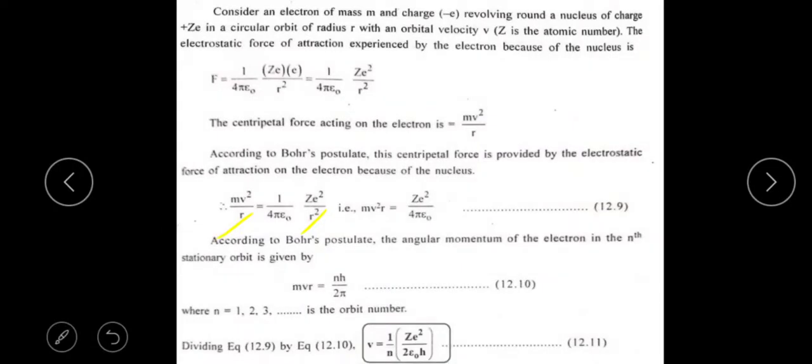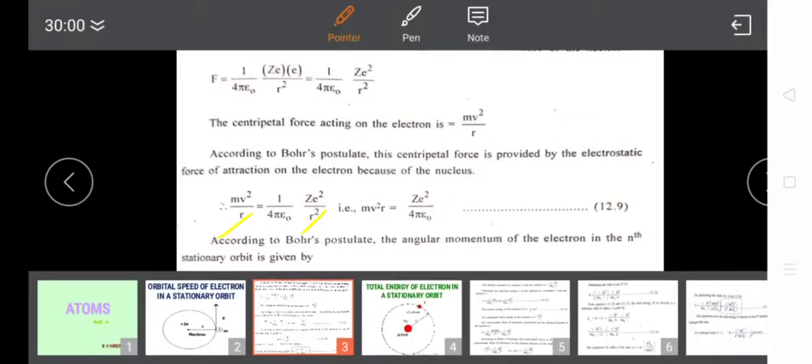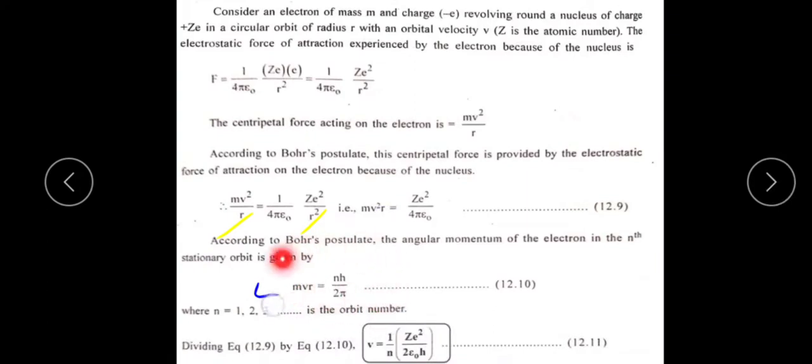L is equal to mvr, that is equal to nh divided by 2 pi. L can be taken as mvr, then mvr is equal to nh by 2 pi. This is according to the second postulate, where n is the orbit number, that is first orbit, second orbit, third orbit, like this. Then now dividing equation number 9 by equation number 10.